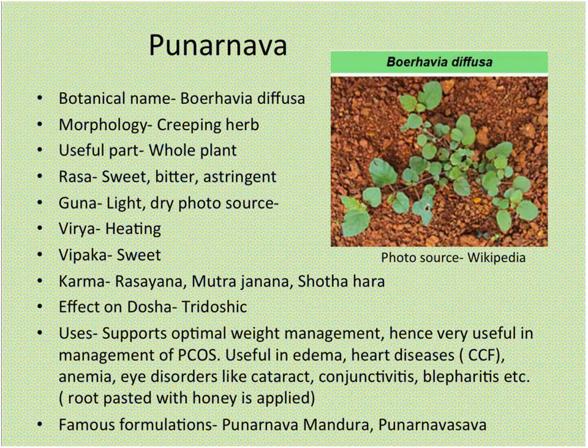Then the next herb is Punarnava. On the right-hand side you will see the picture of the Punarnava herb, and its botanical name is Boerhavia diffusa. It is a small creeping type of herb, and generally the whole plant is used for making different herbal preparations. Its rasa or taste is sweet, bitter and astringent. Its qualities are light and dry, virya is heating, and vipak is sweet.